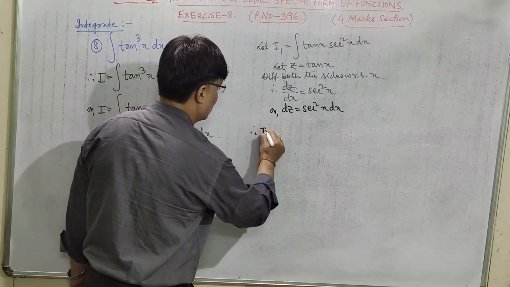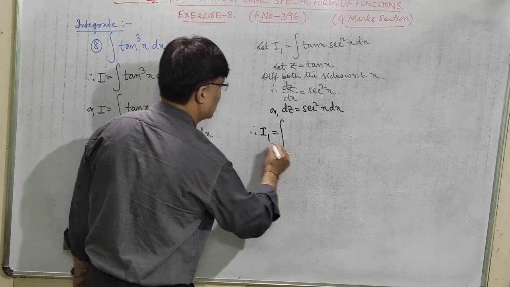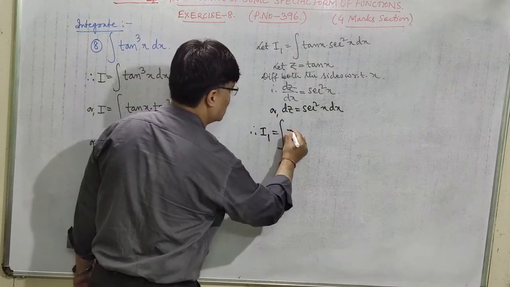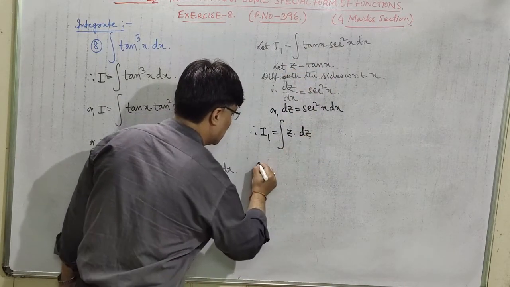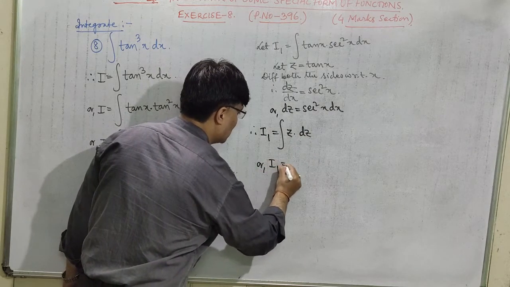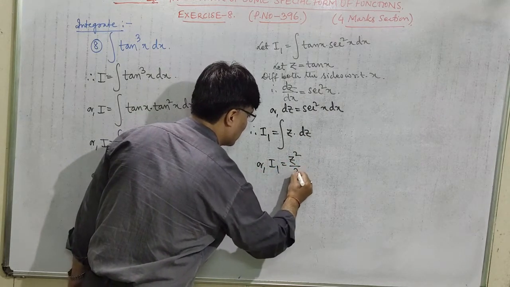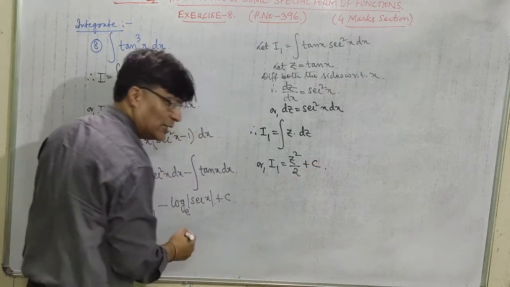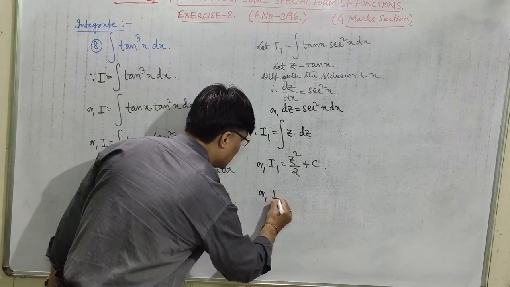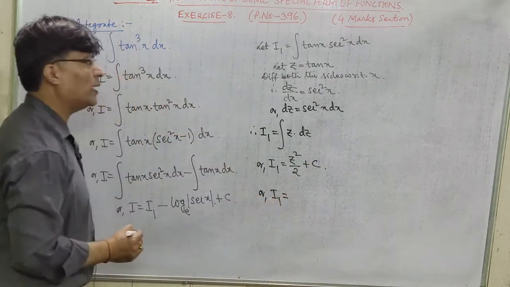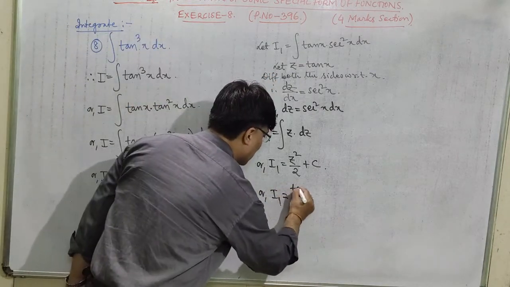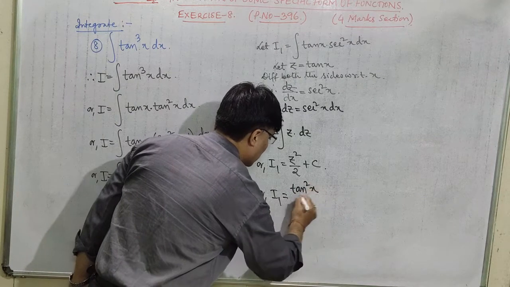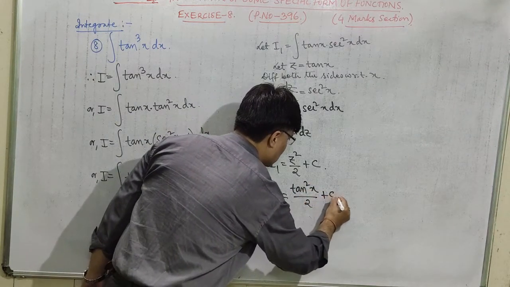So what does I1 become now? So I1 is equal to integration of what is tan x, that is your z. What is sec square x dx? That is your dz. Or what is I1 now? I1 is equal to z square by 2 plus c. Or now I1 is equal to, what is z square? Since z is equal to tan x, what is z square? It is tan square x by 2 plus c.